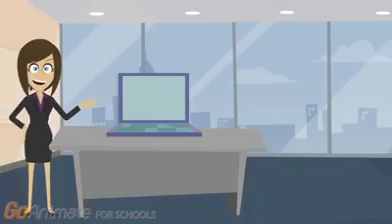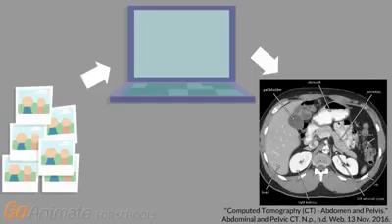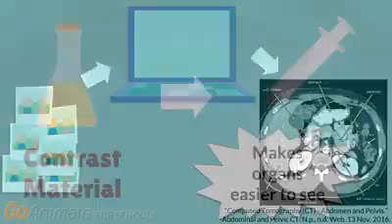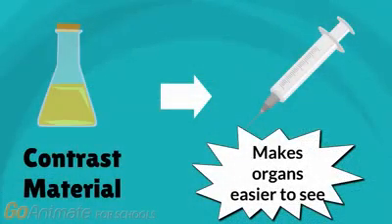The data is saved on a computer, which takes these two-dimensional pictures and creates a 3D cross-sectional picture of the area. In some CT scans, a dye called contrast material is taken by the patient through injection, solution, or inserted rectally. This dye makes structures and organs easier to see on the pictures.